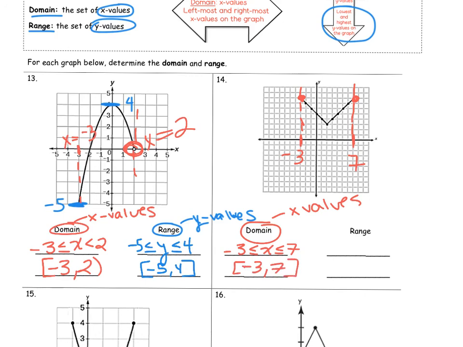And then the range, remember we look at the lowest and the highest y values on the graph. So here is my lowest y value on the graph, that's at 3. And here's my highest y value on the graph, that's at 8. So I'm looking at including from 3 less than or equal to y less than or equal to 8. And again, we use those hard brackets because we're including those endpoints.